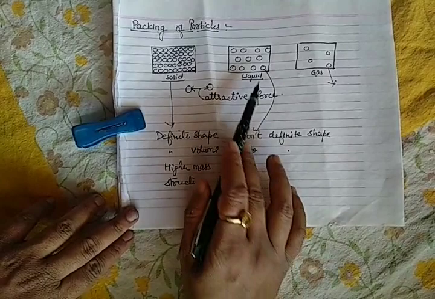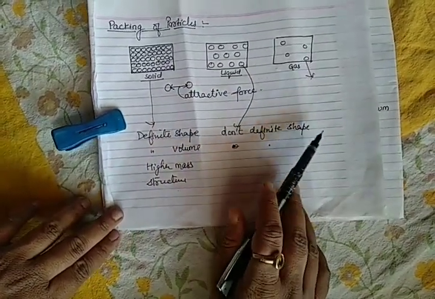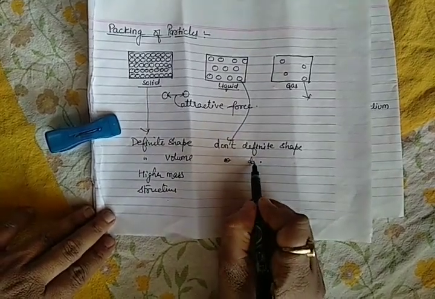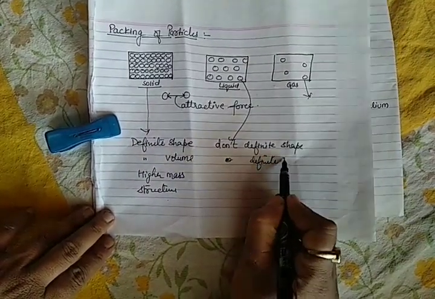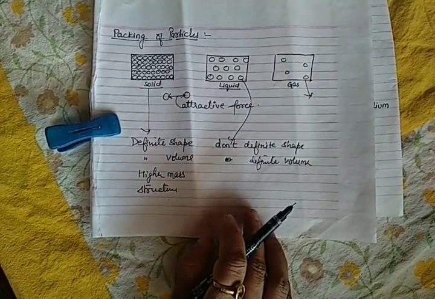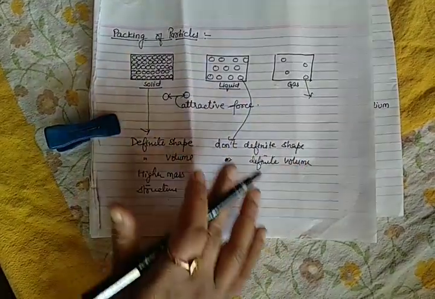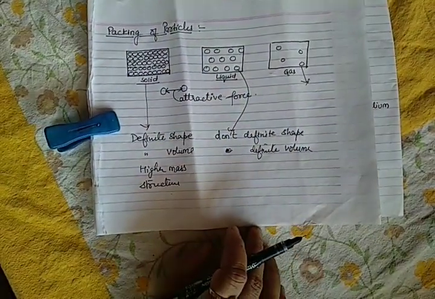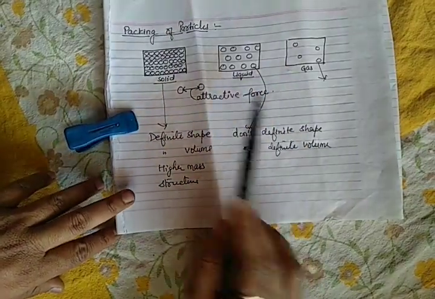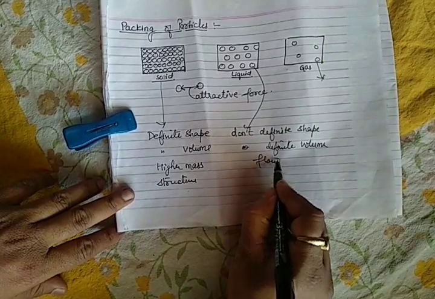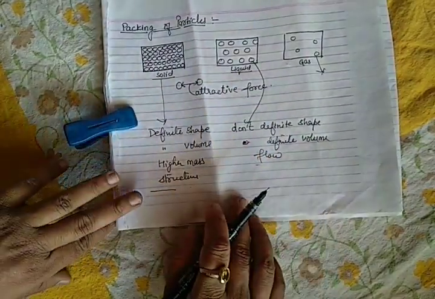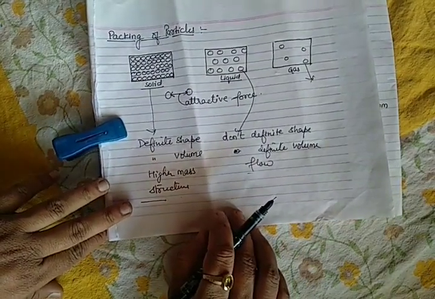The second type of matter is liquid. Liquids don't have a definite shape, they acquire the shape of the vessel in which they are kept, but they have a definite volume, right? The particles are a little far from each other, and so they don't have a definite shape. And liquids can flow. Solids cannot flow, but liquids can flow because the particles are far from each other and there is very little force of attraction, so they can flow.